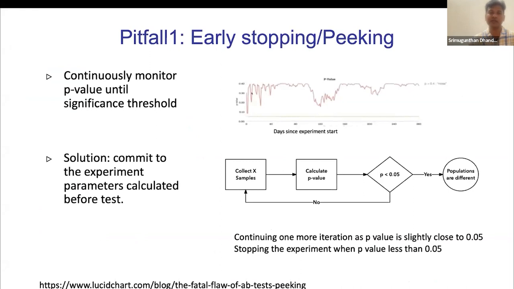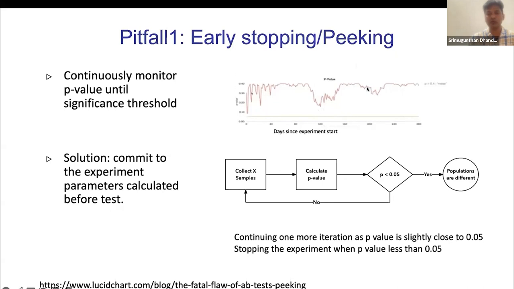But what happens is that people will continuously monitor the p-value, so they won't be able to wait till the experiment duration is completed, and the p-value will keep fluctuating. There might be scenarios where your p-value goes below 0.05, and then you stop the experiment and declare success, that okay, p-value has now reached below 0.05, so it's a success. That's a problem because it can fluctuate through the course of the experiment.